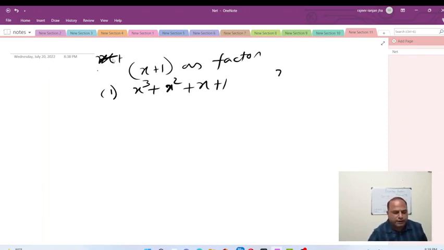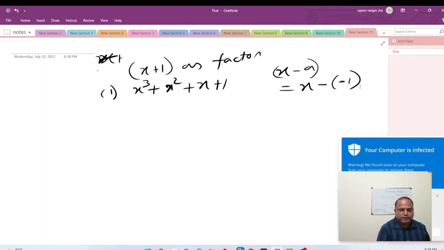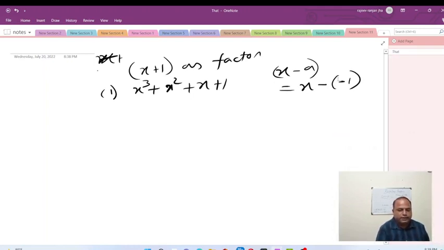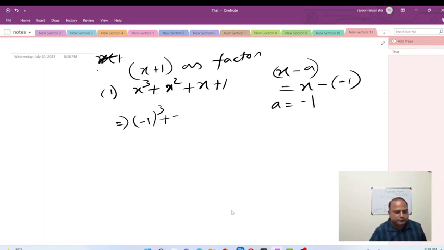Okay, so for x plus 1 to be a factor, we use the x minus a form. First you write x plus 1 in the x minus a form like this. Since it is plus, minus into minus becomes plus. So here a is equal to minus 1. If you put minus 1 in place of x and you get 0, then x plus 1 is a factor. So what you get here: minus 1 cube plus minus 1 square plus minus 1, and then the constant 1. So this is minus 1, this becomes 1 plus 1.